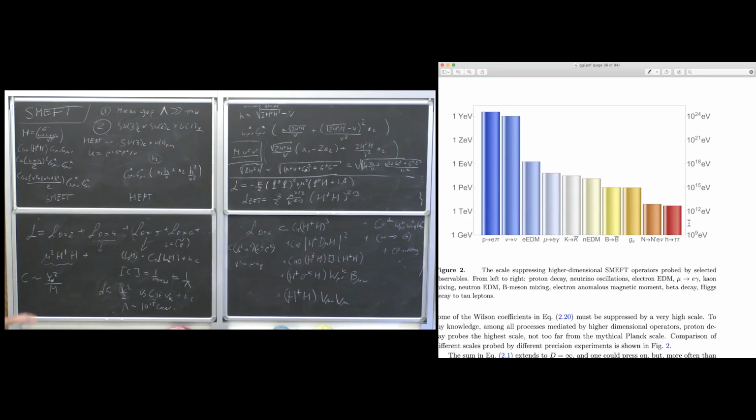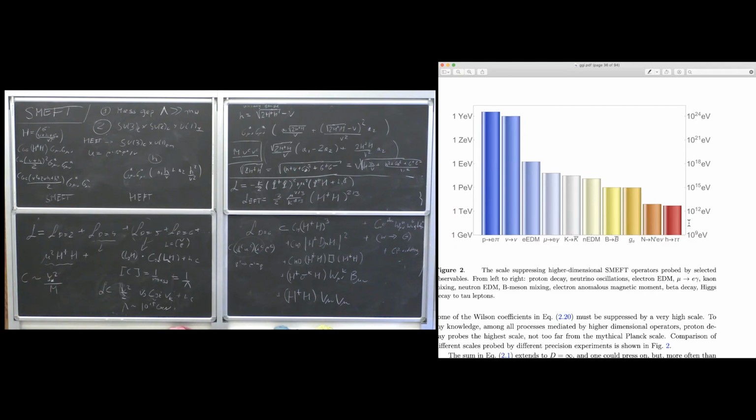So from these pictures, it looks like the best chance to find new physics is either doing neutrino physics, but we already found it, or proton decay. For proton decay, there will be some progress due to the Hyper-Kamiokande experiment. So let's hope that one day we'll indeed find another scale of new physics beyond that. Let me finish the discussion of SMEFT in this case.